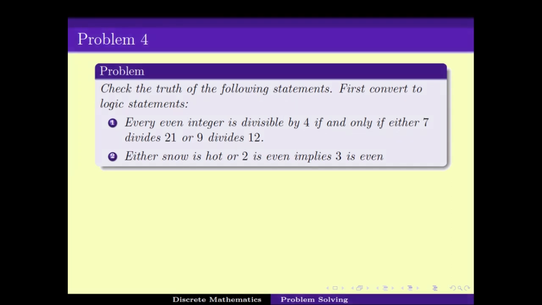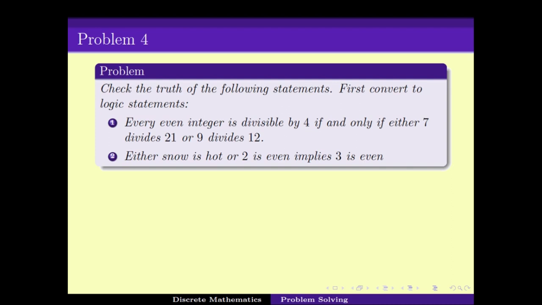Now let's go to the fourth problem. It says to check the truth of the following statements. First one: every even integer is divisible by 4, if and only if either 7 divides 21 or 9 divides 12.